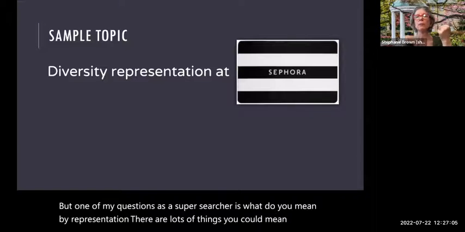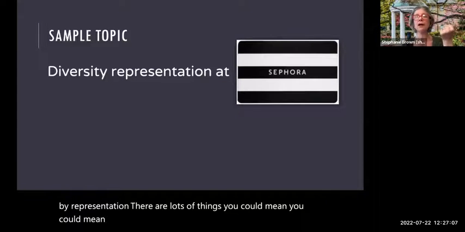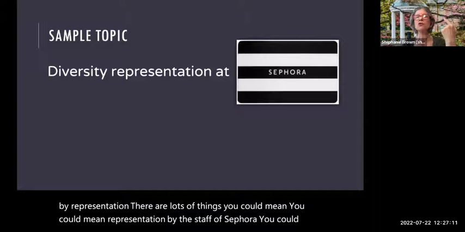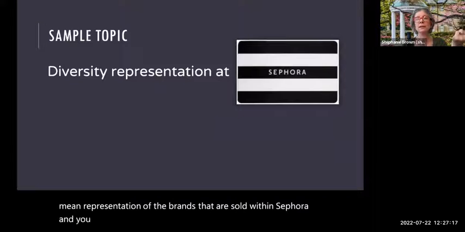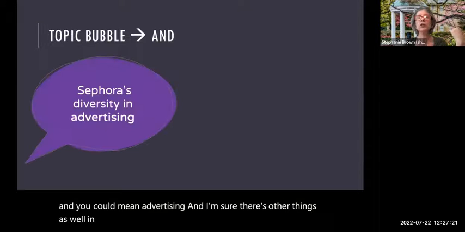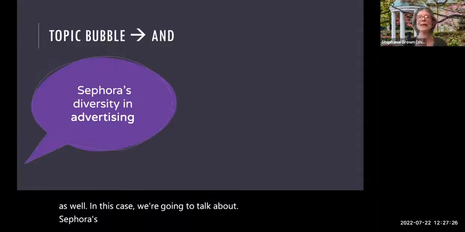You could mean representation by the staff of Sephora. You could mean representation of the brands that are sold within Sephora. And you could mean advertising. And I'm sure there's other things as well. In this case, we're going to talk about Sephora's use of diversity within advertising.